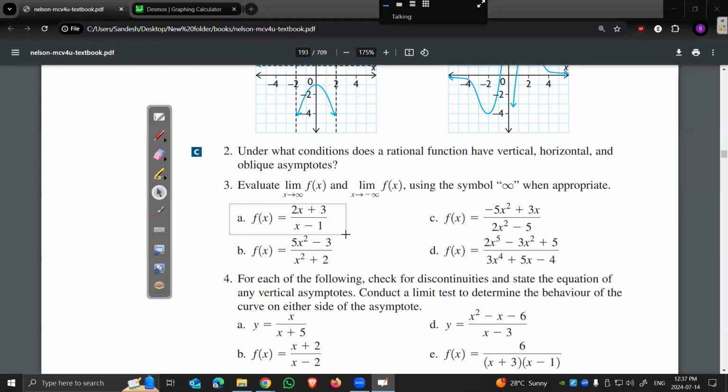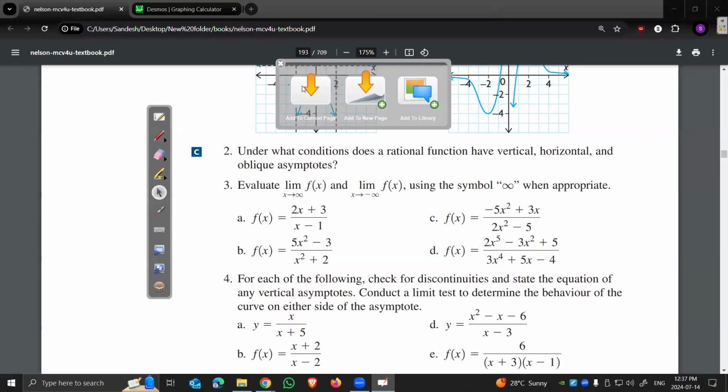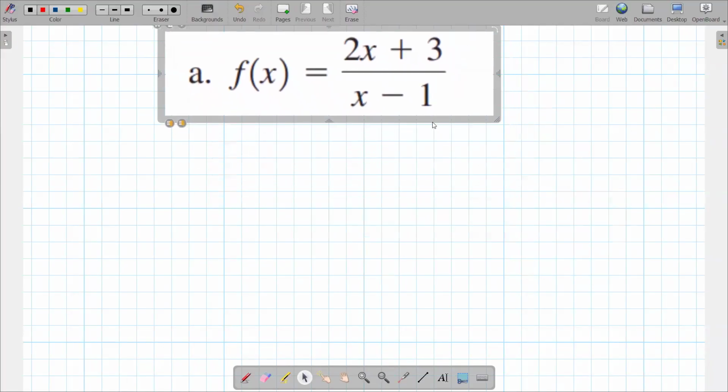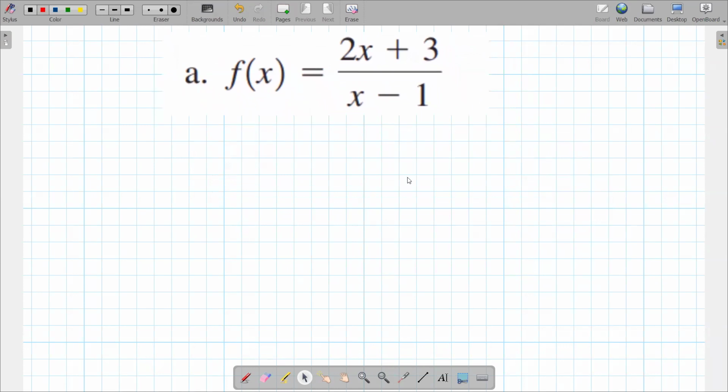All right, let's work on graphing these. So the question is basically graph these. I'm going to graph this as precisely as we can. Can you tell me straight up where the horizontal asymptote is going to be just by looking at this?